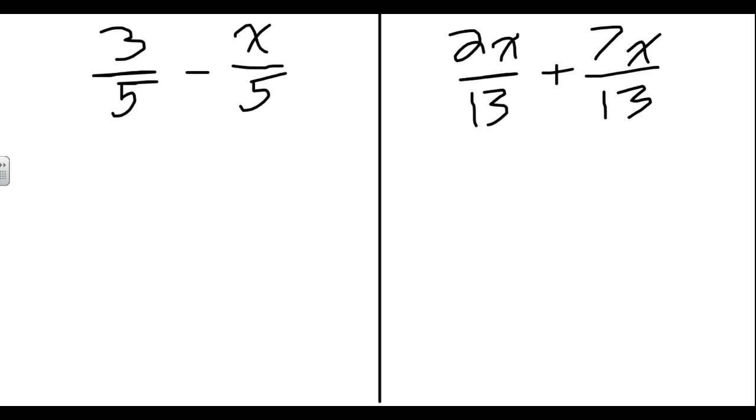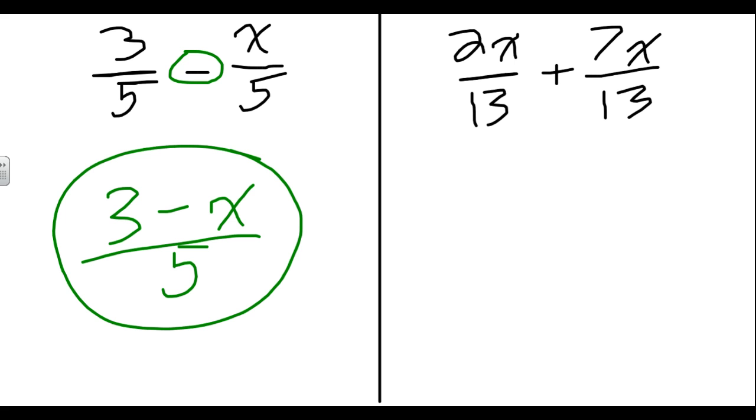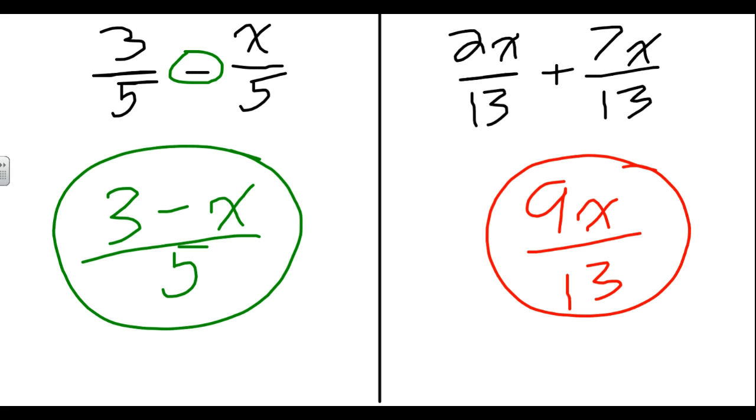So here in this case, we don't have any change that we need to make with the fractions to find common denominators, so we just add or subtract the numerators. The first one is a subtraction, so the numerator becomes 3 minus x, and the denominator becomes 5. So we get 3 minus x over 5. On the right-hand fraction, we also have the same denominators, so 2x plus 7x in the numerator is 9x. The denominator stays the same at 13, so our final fraction for the addition of those two is 9x over 13.